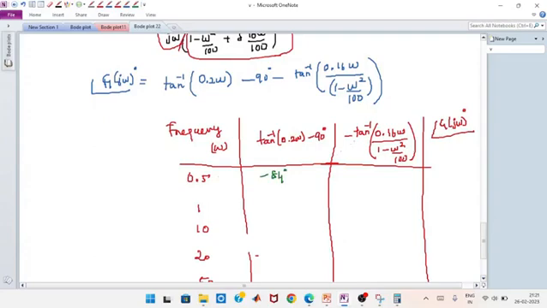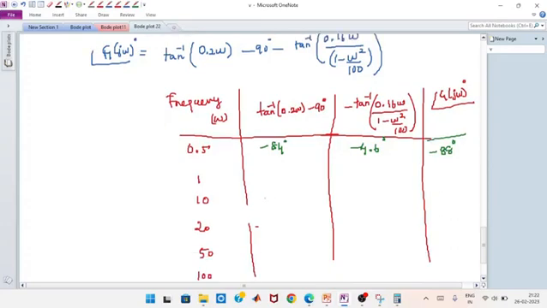This one minus tan inverse of 0.6 omega divided by 1 minus omega square divided by 100. This one, the answer is minus 4.6 degree. Now the resultant, what will you do? This is minus 84 and this is minus 4.6. What is the resultant? This is minus 88 degree, right? So that's it. Next we will calculate it for 1.